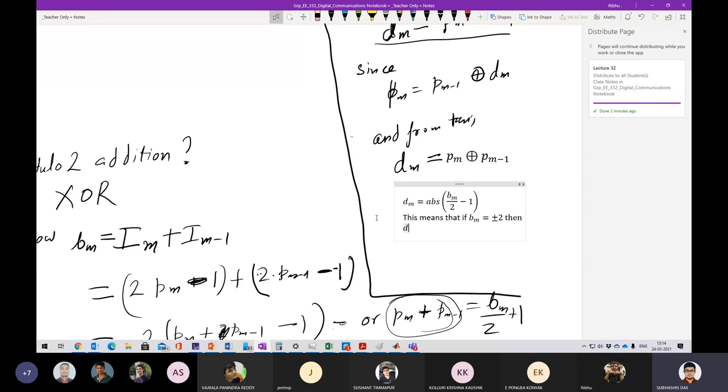Sir, like PM plus PM minus 1 was BM by 2 plus 1. So why did the XOR addition give BM by 2 minus 1? Plus and minus XOR is the same thing. You can work this out. Because we want a 0 or a 1. And if you do BM plus 1, that will give you values from 3 to 0, right? But if BM is minus 2, like absolute of, then minus 2 will be 2. Do it. Zero.